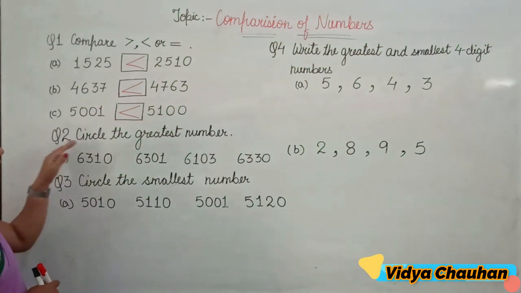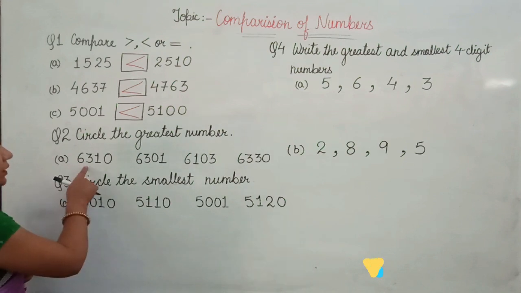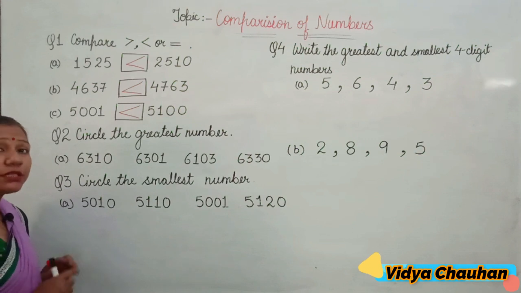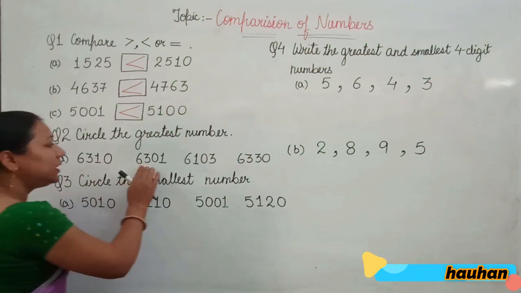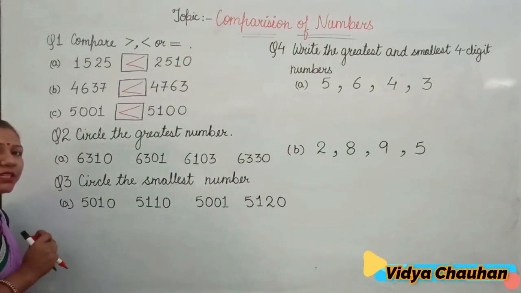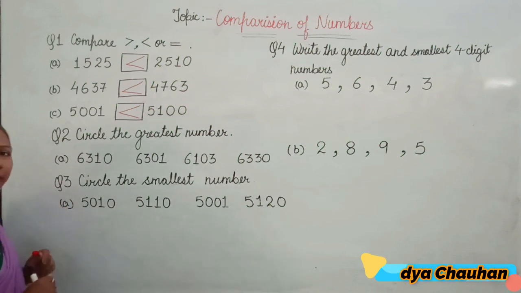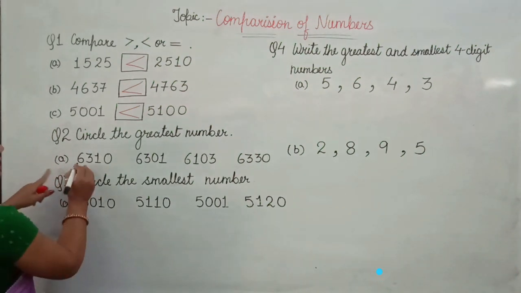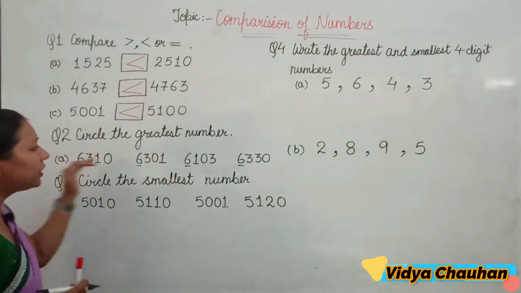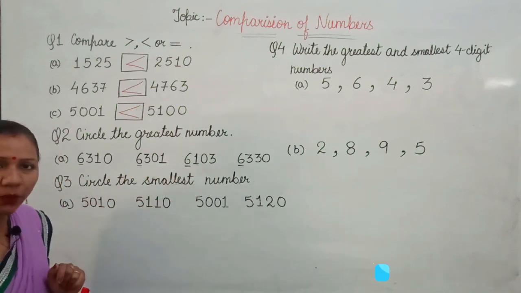Coming to the second question, in which you have to circle the greatest number. So here there are 4 different numbers given to us and you have to circle which is the greatest one among these 4 numbers. So very first, for comparing, or you can say to find out which number is greatest, we have to compare its digits. So comparing the first digit, 6, 6, 6, 6. That means in all the 4 numbers, the 1000 place digit is 6. It means all are equal.